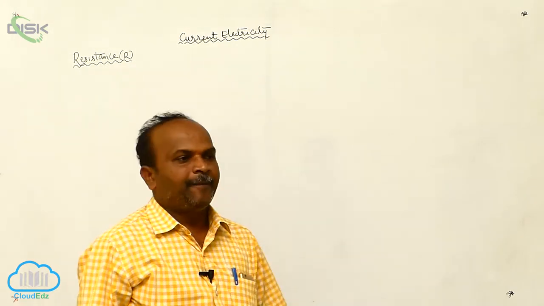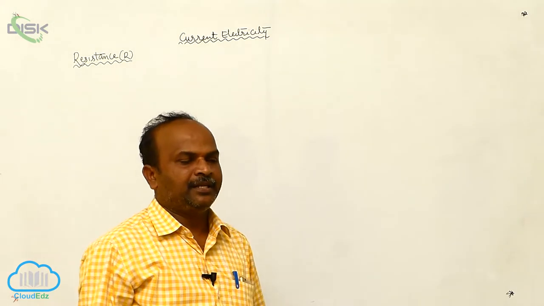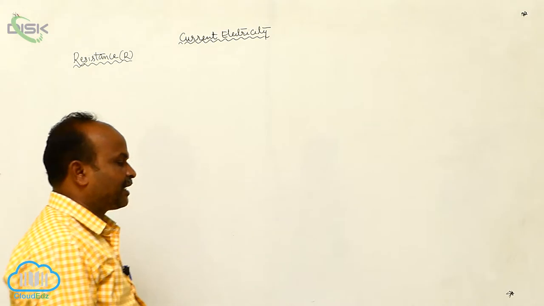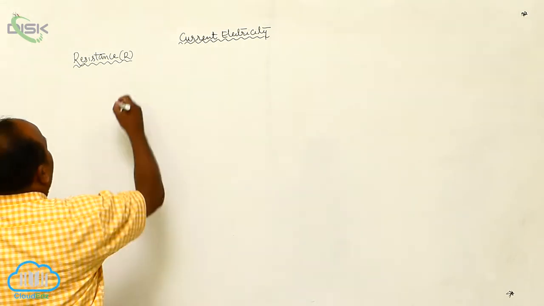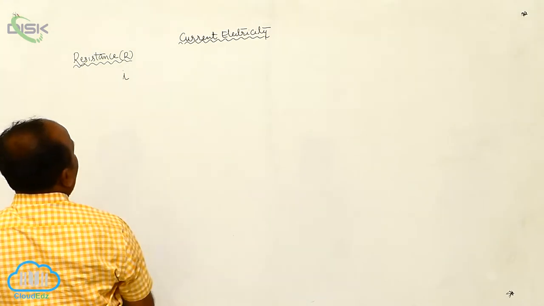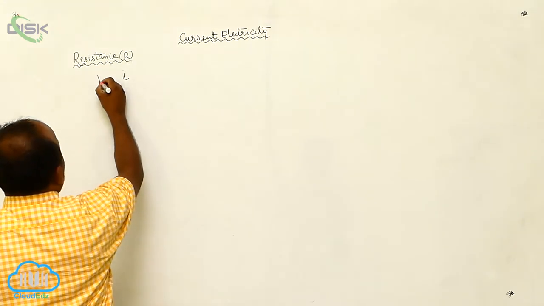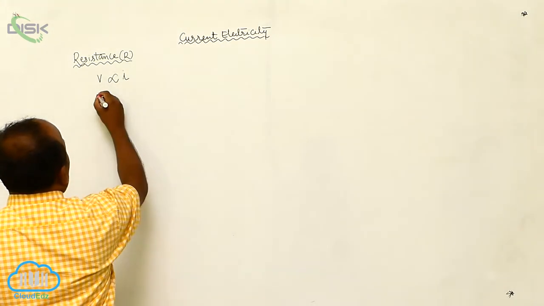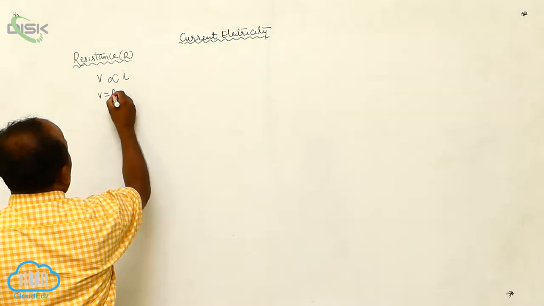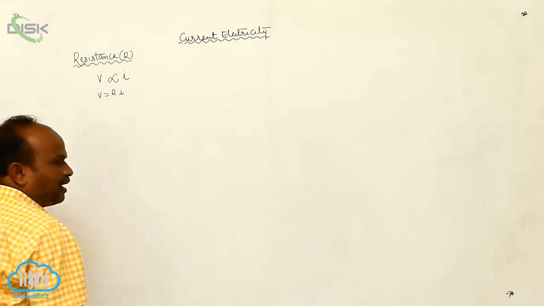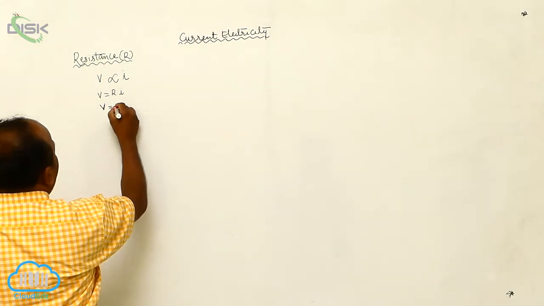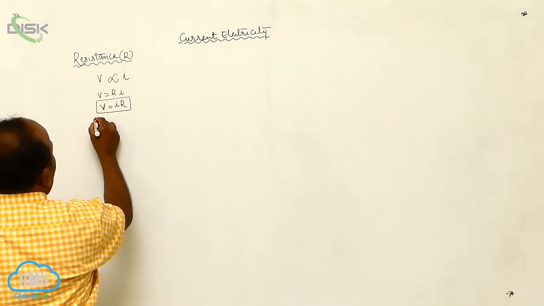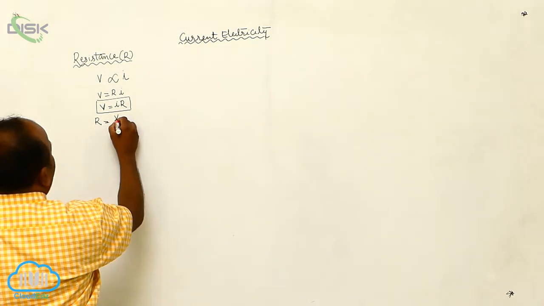Now, in Ohm's law, at constant temperature, the current passing through the conductor is directly proportional to the voltage across the conductor. Let the current passing through the conductor be I and the voltage applied across the conductor be V. What is the relation? Directly proportional. Now, V equals some constant R into I, where R is called a proportionality constant. That proportionality constant is called resistance. Therefore, R equals V by I.